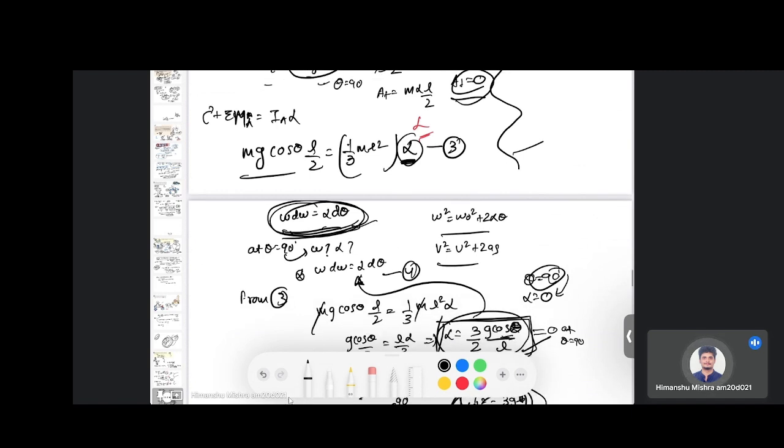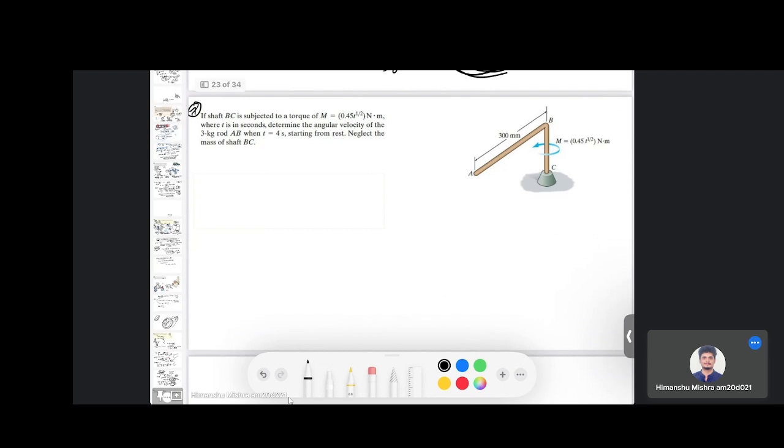So let's move to another problem. If shaft BC is subject to a torque M, which is given in terms of time, determine the angular velocity of the 3 kg rod AB when time equals 4 seconds, starting from rest. Neglect the mass of shaft BC.